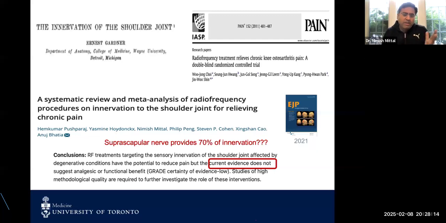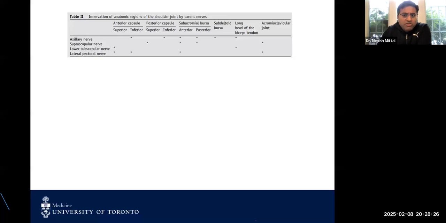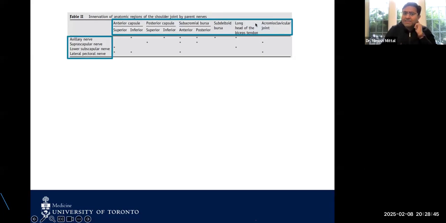The previous understanding was that the suprascapular nerve supplies 70% of the innervation of the shoulder joint, but that was really not true. This is a study published by Lemuir, and they looked at which structures in the shoulder are innervated and which nerves innervate them. The structures innervated include the anterior capsule, the posterior capsule, the subacromial bursa, the subdeltoid bursa, the long head of the biceps tendon, and the AC joint. And these are the 4 nerves: the axillary, suprascapular, lower subscapular, and upper lateral pectoral nerve, which innervate these structures.